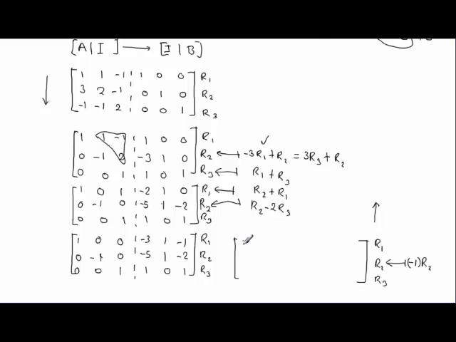1, 0, 0, minus 3, 1, minus 1. 0, 1, 0, minus 5, 1, minus 2. 0, 0, 1, 1, 0, 1.